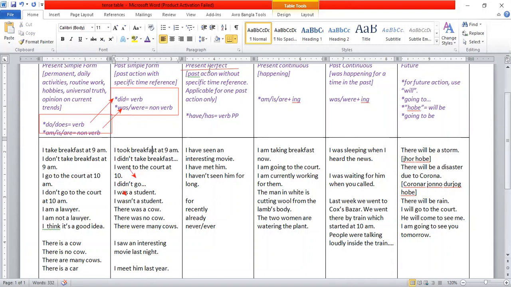When do we use present perfect? Please pay attention. We use it for only one action, and that also should not come with a specific time. For example, I have seen an interesting movie. When have I seen it? It's not mentioned. Let's go back to the past simple formation. You see, same sentence, but in one sentence I wrote, I saw an interesting movie. And here I wrote, I have seen. Why? Because you have a specific time reference here. I saw the movie, an interesting movie last night. The moment you say last night, you cannot say I have seen the movie last night. You should say I saw the movie last night.